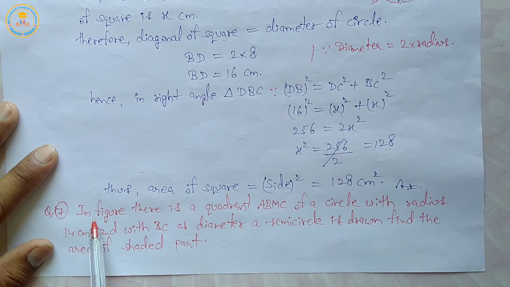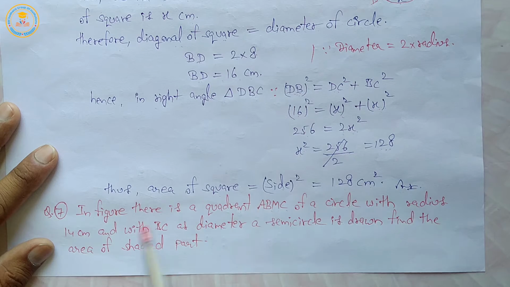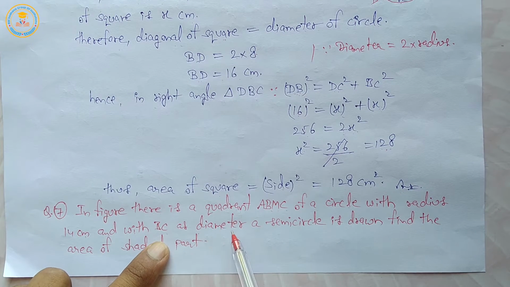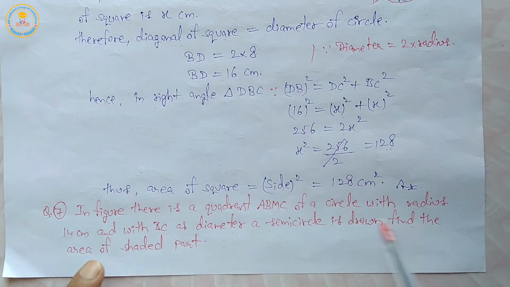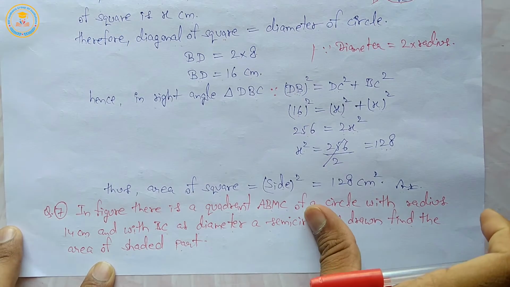Next question. In the figure there is a quadrant ABMC of a circle with radius 14 centimeter, and with BC as diameter a semicircle is drawn. Find the area of the shaded part.